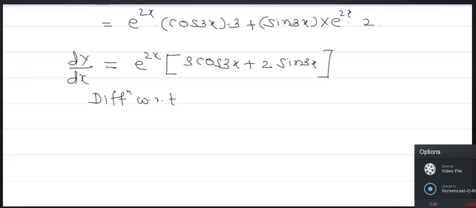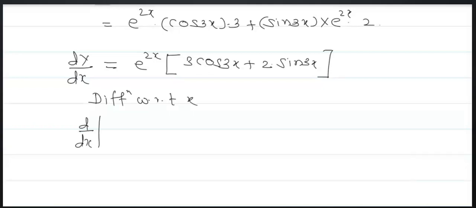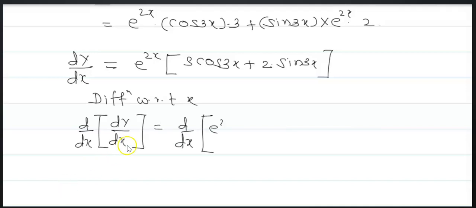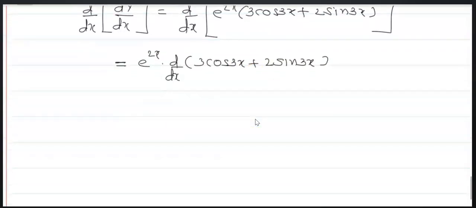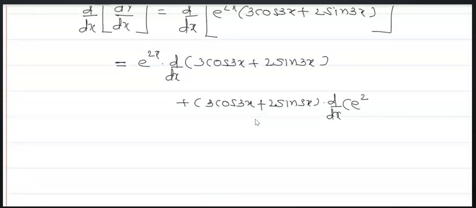Now differentiate this with respect to x. We have to apply the product rule. d/dx of dy/dx is equal to d/dx of e^(2x) times (3 cos 3x + 2 sin 3x), and that's why you are getting e^(2x) into the derivative of (3 cos 3x + 2 sin 3x), plus (3 cos 3x + 2 sin 3x) into d/dx of e^(2x).